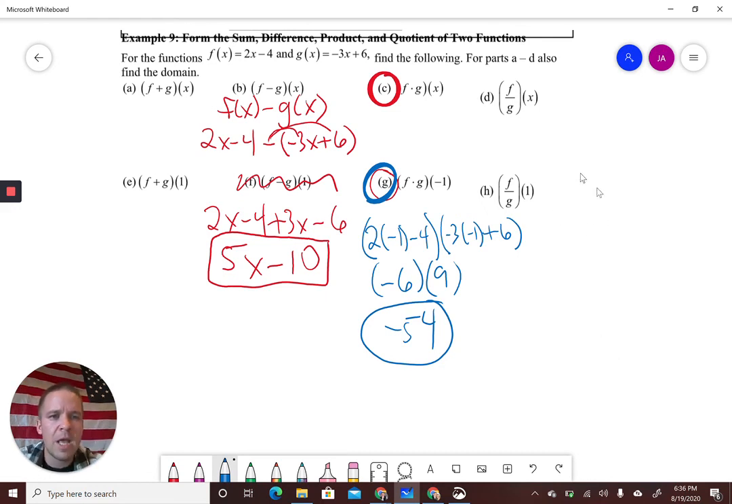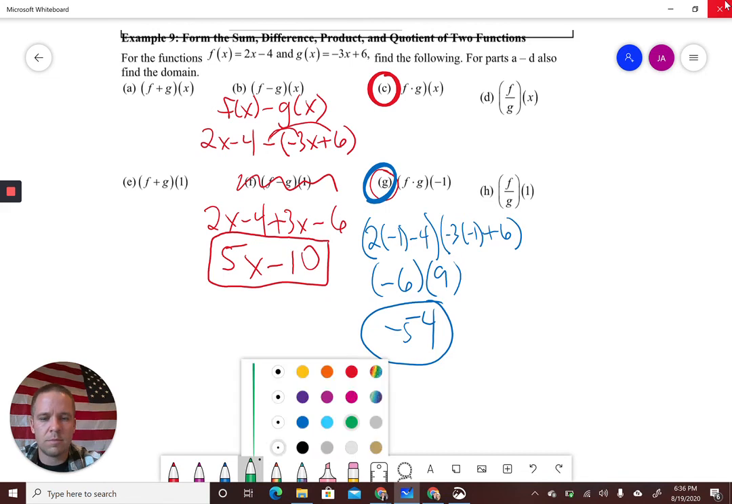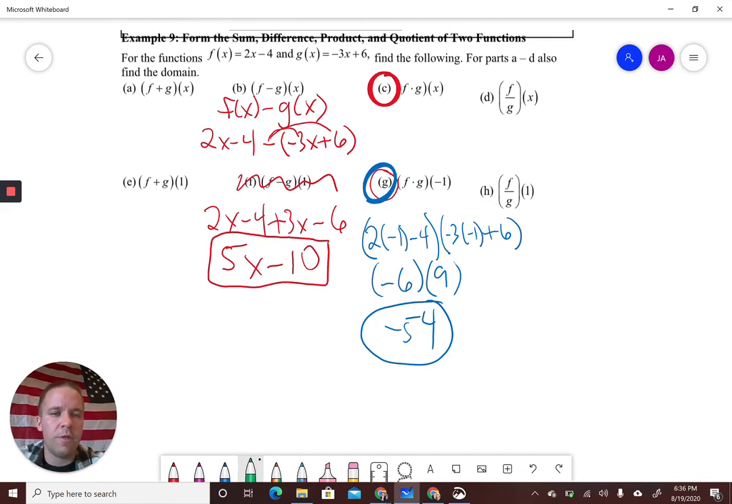All righty. The last one I want to do is D, part D up here, and that one is probably the most important. All right, so for this one, we've got a couple things we've got to worry about, because at first it seems pretty simple.